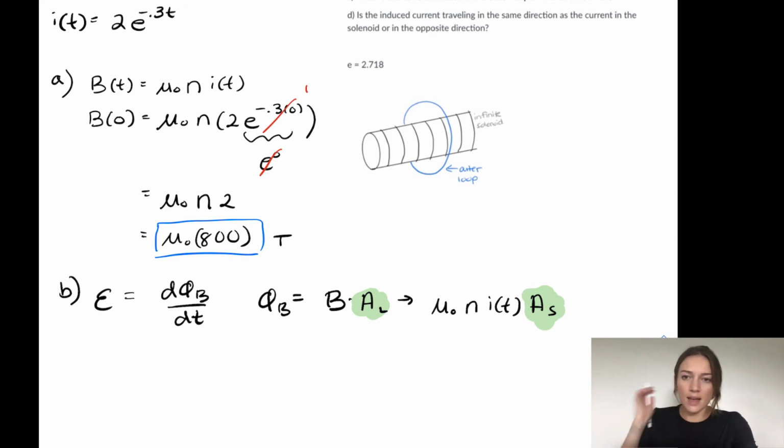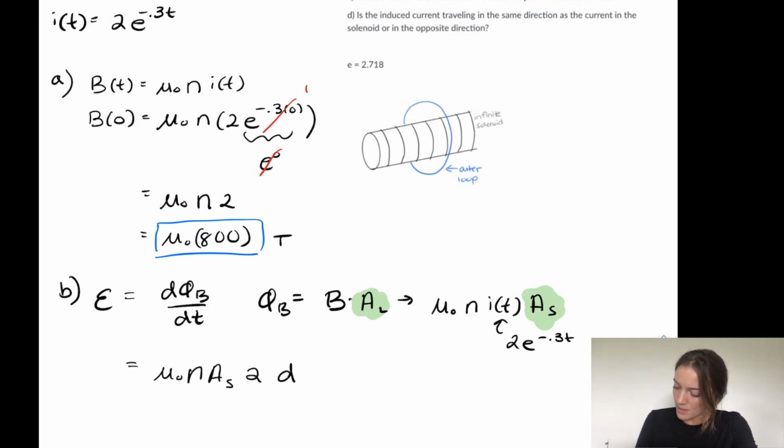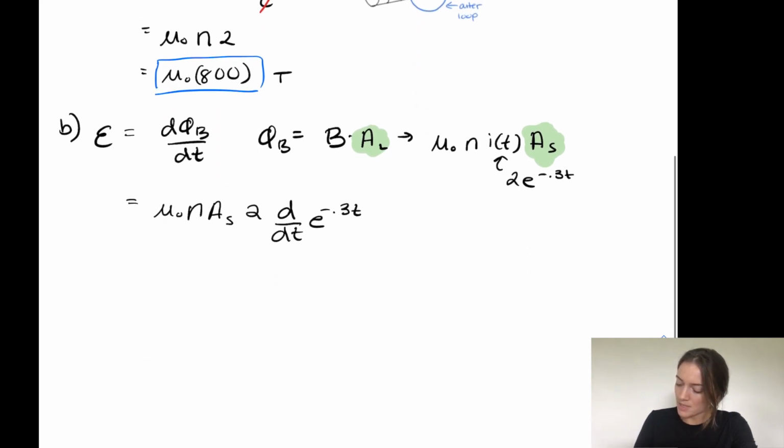Then we can see that when we take the derivative, nothing's changing except our current. So this time derivative will only fall on our current here, and this is 2e to the negative 3t. When we take that derivative, this is the only thing that the derivative will fall on. So we have mu naught n, I'll move the area over here, and then we have 2, and then we have d/dt of e to the negative 3 times t.